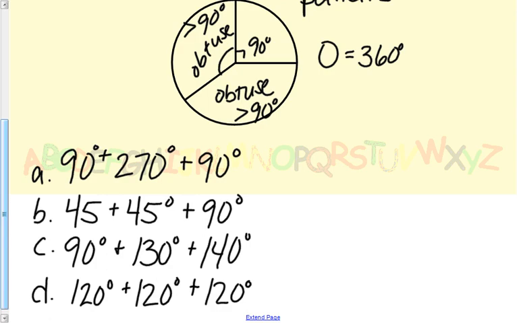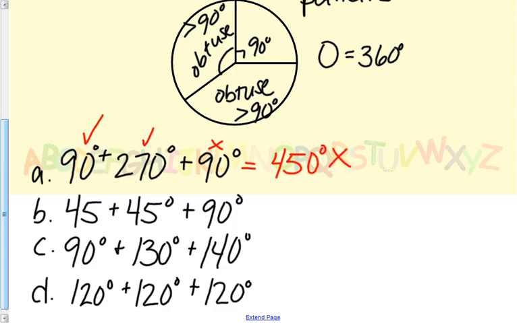So option number 1 says 90 degrees plus 270 degrees plus 90 degrees. So that's good that I have 90. I need that. 270, that could work because I know 270 is obtuse. So I'll check that one off, and then plus 90. But I'm noticing that I don't have a second right angle. And the other thing, if I add this together, 90 plus 270 is 360, plus another 90 would be 450 degrees, and that's a big no.